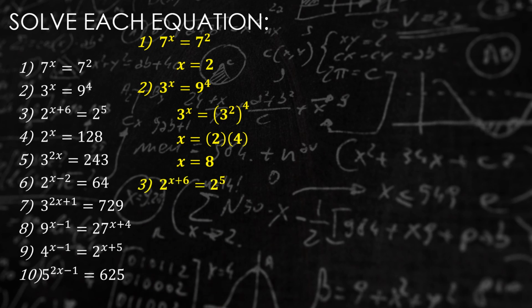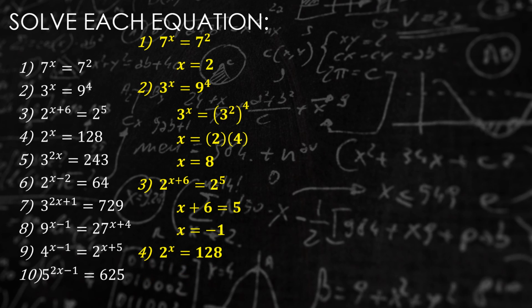Number 3, 2 raised to x plus 6 equals 2 raised to 5. The same ang base nila, so let's equate the exponents. Magiging x plus 6 equals 5. So para x na lang talaga ang matira dito sa left side. Okay, let's subtract both sides by 6. So magiging x equals negative 1. Okay, that's the answer for number 3.